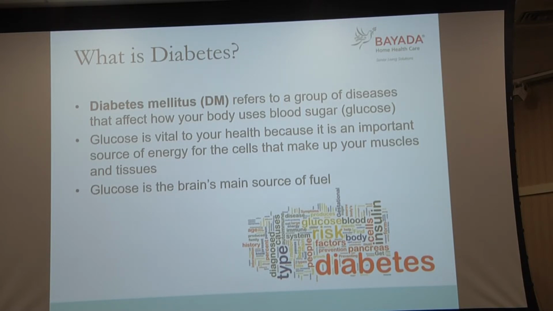So, diabetes can affect all different muscles, different groups, different organs and systems of the body. It's also your brain's main source of fuel. So, that's why some people that have low blood sugar, they can feel a little delirious or out of it, because it is your source of fuel for your brain.